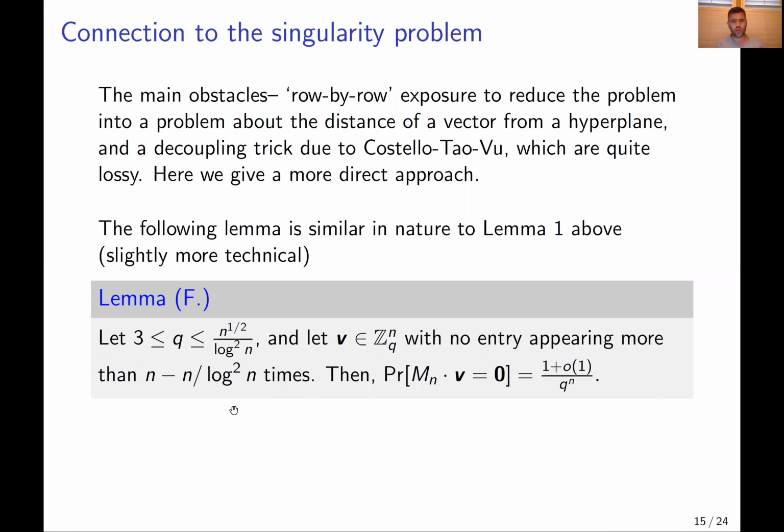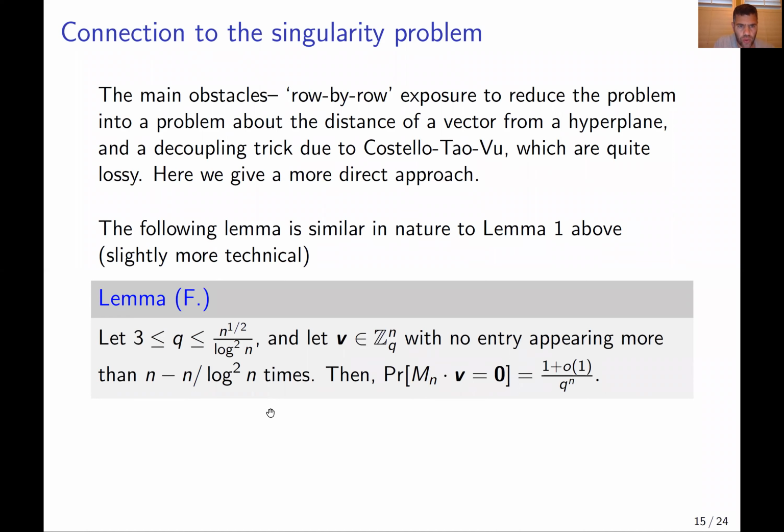So I just don't want the vector v to have too large a level set, proportional to a constant. Then the probability that M_n times v is 0 is roughly 1 over q to the n. Again, M_n is a random symmetric plus-minus 1 matrix. So this is the key lemma that I will sketch the proof of soon.